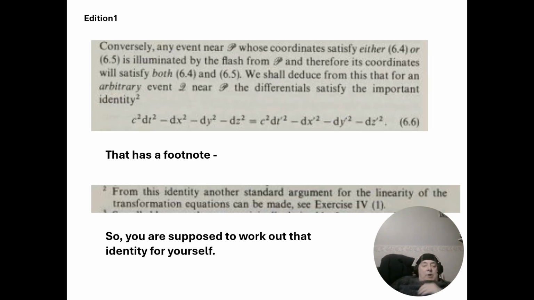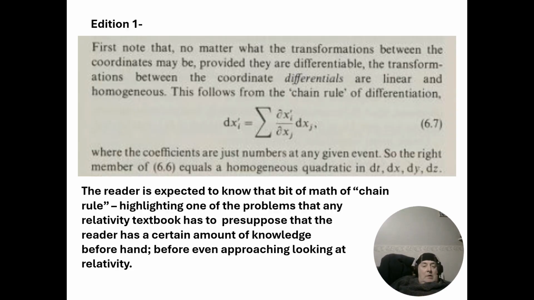So what we have is the book leading now to equation 6.6, and it gives a footnote with that, and it says, from this identity, another standard argument for the linearity of the transformation equations can be made, and it's giving you that as an exercise. And so you're supposed to work out that identity for yourself. And so what was just nonsense. It's bogging itself down with things, and you're supposed to work it out for yourself.